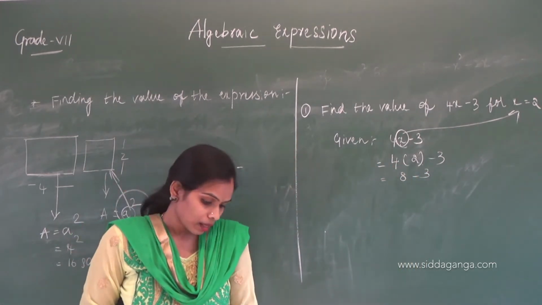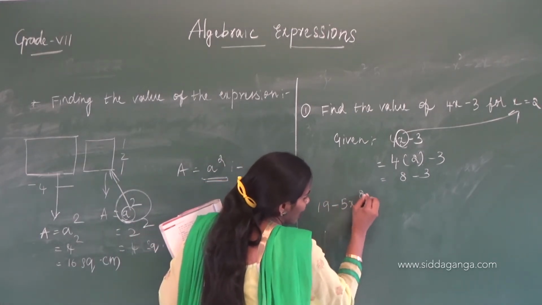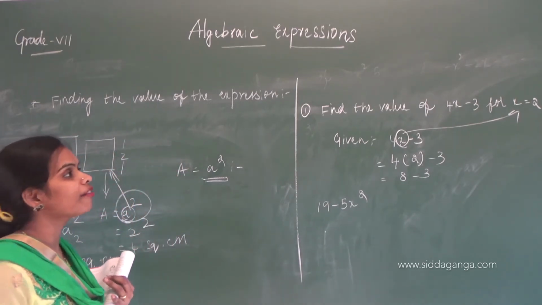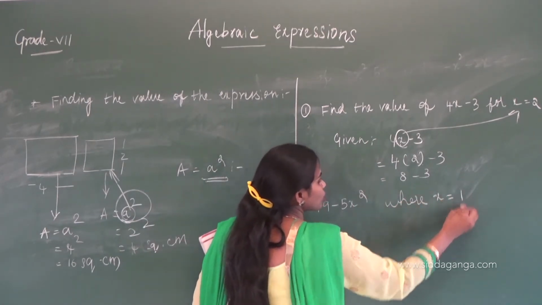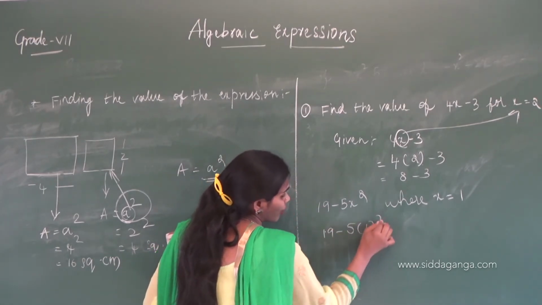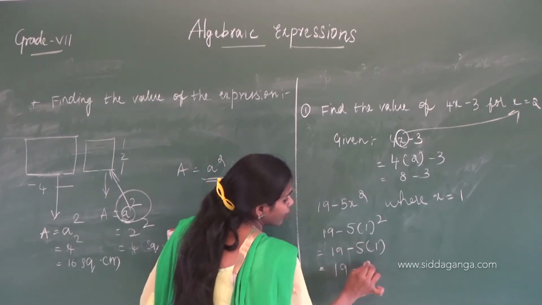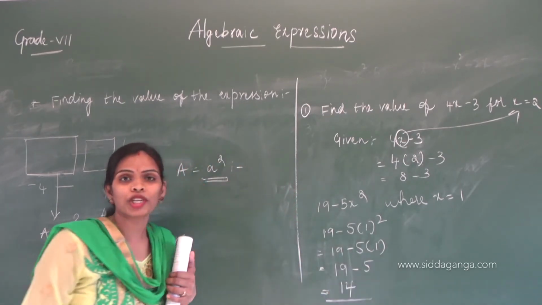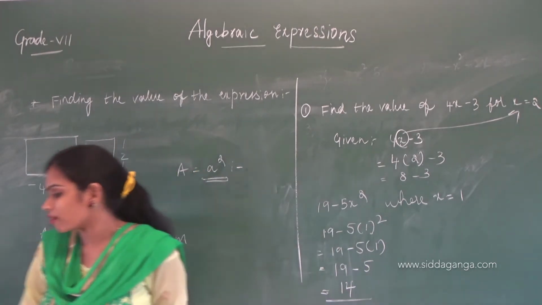Okay. Then if the expression is 19 minus 5x square, find the value of 19 minus 5x square where x equals 1. We have to substitute 1 in the place of x, and then we will get 14 as the value of the expression 19 minus 5x square where x equals 1.